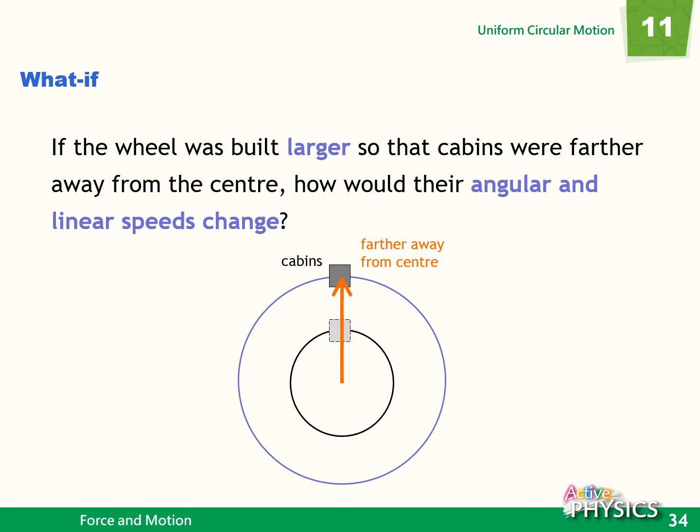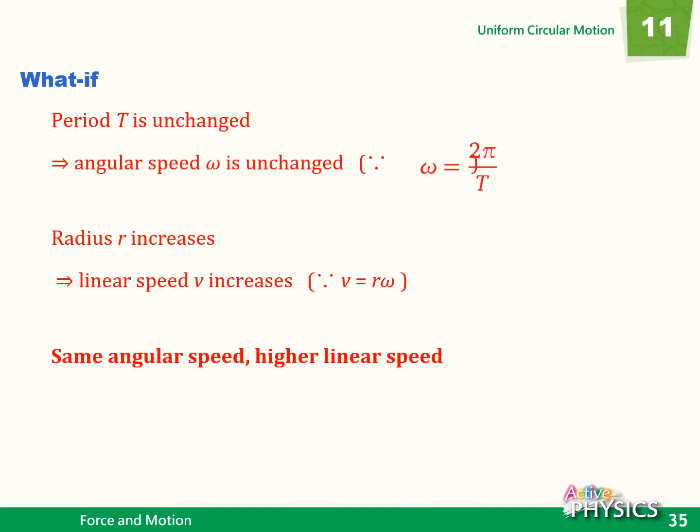If the wheel was built larger so that the cabins were further away from the center, how would the angular speed and linear speed change? The angular speed doesn't change, because the position won't affect the time needed to complete one cycle. However, since v equals r omega, the linear speed will change. So same angular speed and higher linear speed.